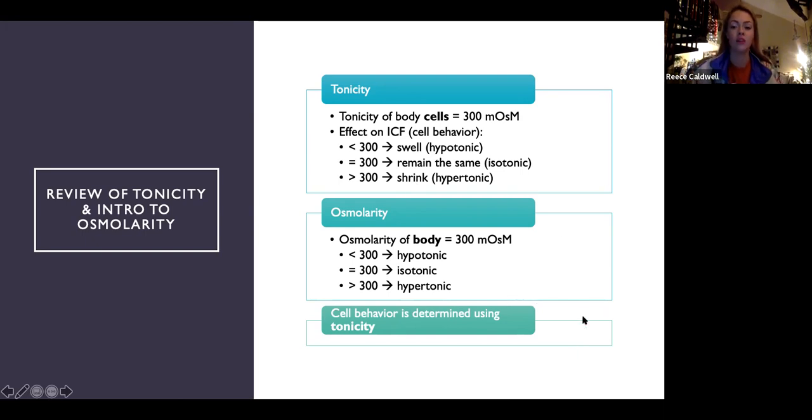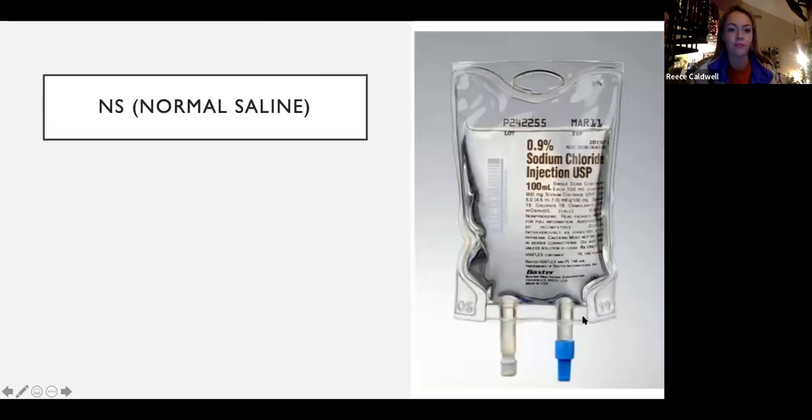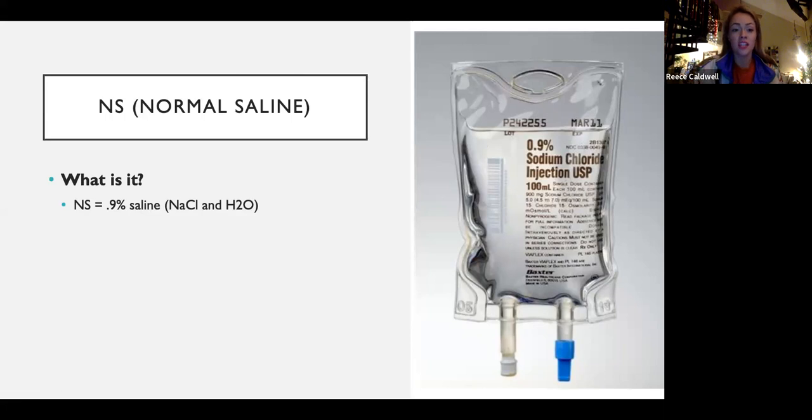All right, so let's go ahead and hop on into it. So again, moving back to those 5 important solutions. These are the solutions we're going to fill into that first chart. So starting with normal saline, what is it? Normal saline is also called 0.9% saline, sodium and water, or sodium chloride and water, salt and water.